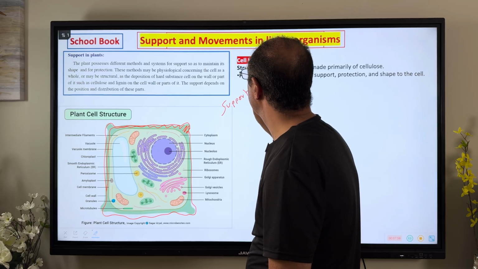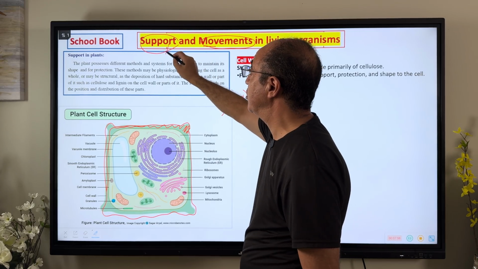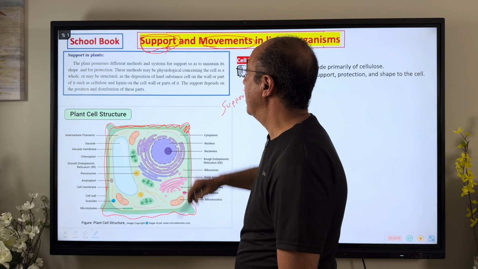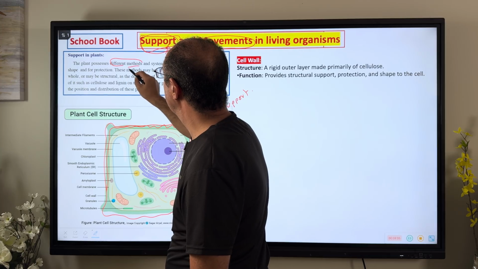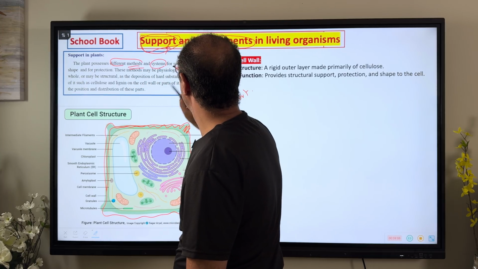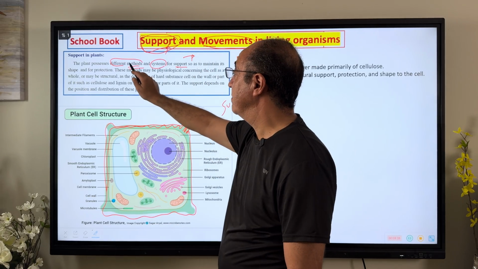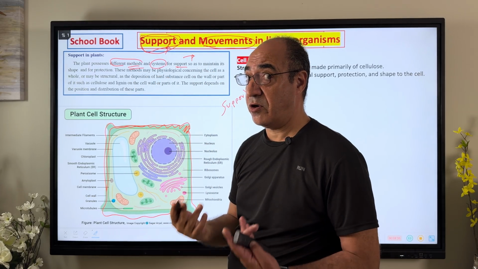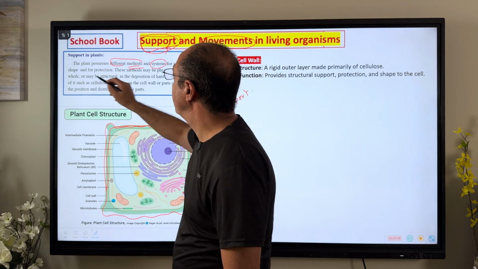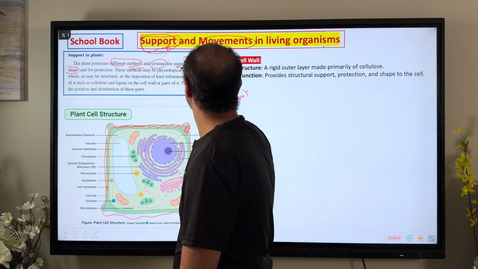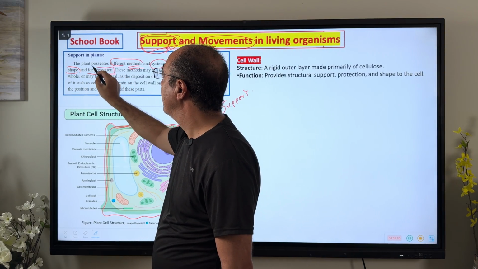right? Support. So since we're dealing with support, we will talk about movement in the second lecture, but in the first lecture, we'll focus primarily on the support. And your textbook is telling you that there are different methods and systems for support, and it's already given you the function of these different methods and systems, and it summarizes them in 2 different points. To maintain its shape, so that's a support element, right? Maintain its shape, and for protection.